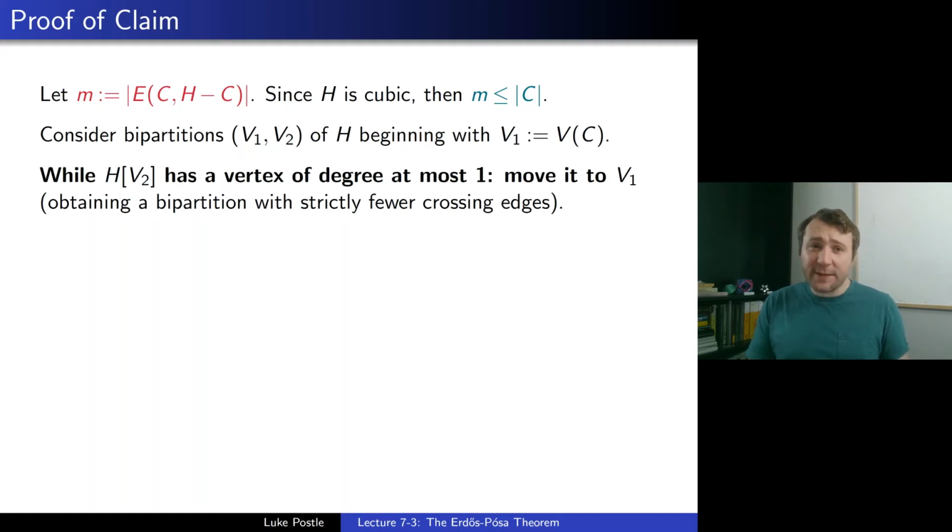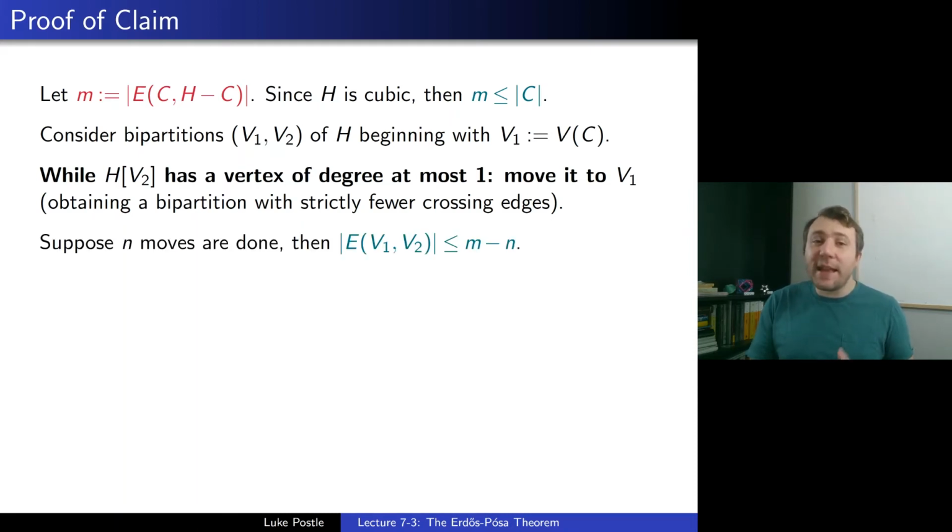And this terminates because, okay, you had this vertex with degree at most 1 in V2, so it had at least 2 edges crossing. So we're trading at least 2 edges crossing for at most 1 edge crossing. And so we'll get a bipartition with strictly fewer crossing edges. Since the number of edges was at most M, you can only do this at most M times. So suppose n is the number of these moves that are done, then obviously E(V1, V2) will be at most M minus n. We'll lose at least 1 crossing edge each time, so the number of crossing edges when we end this process will be at most M minus n.